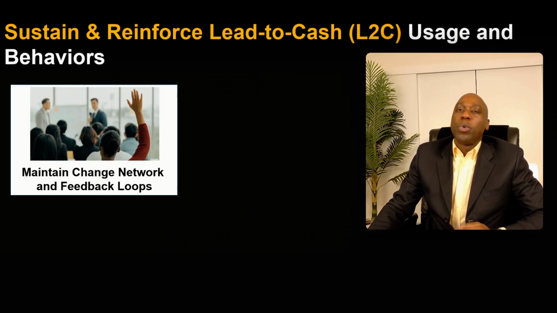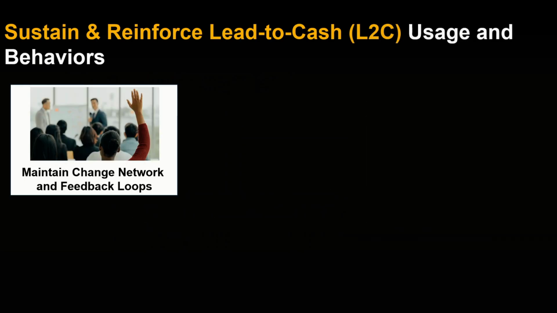For phase four, you want to ensure that you maintain your change champion network as well as your feedback loops for your lead to cash implementation. Keep your lead to cash champions and leaders engaged through monthly or quarterly meetings, surveys, as well as storytelling. Ensure that you are checking in with champions using any collaborative platform your organization uses.